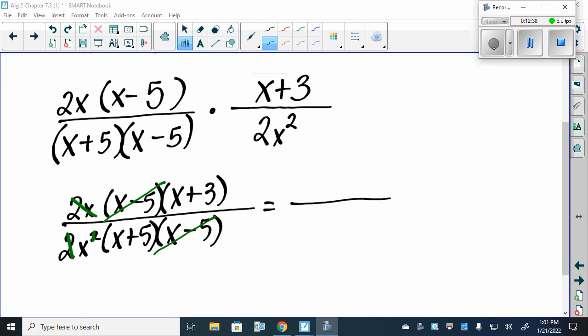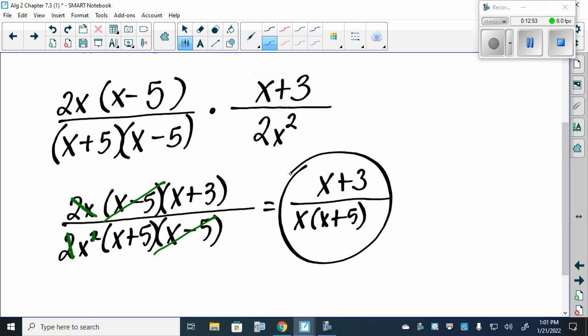So looking at this here, we just need to finish up what's left, because what's left on top is, and on bottom is. And that's it.